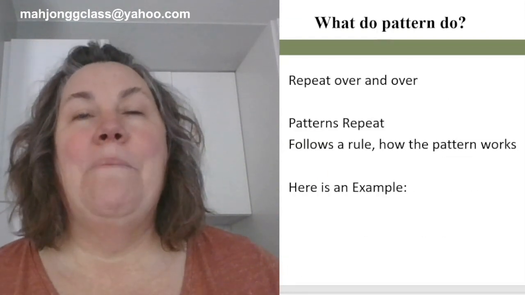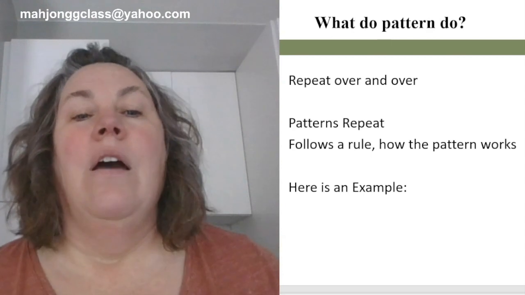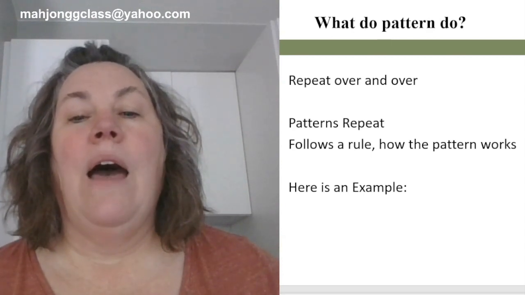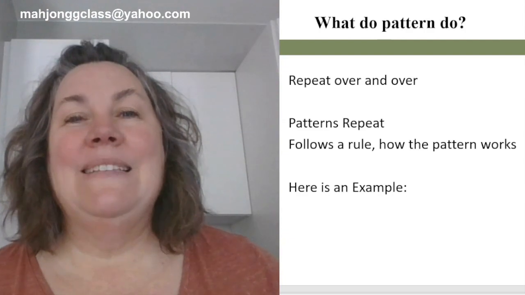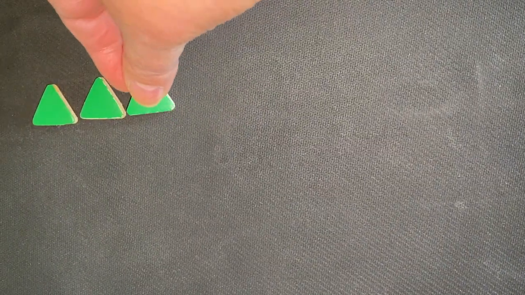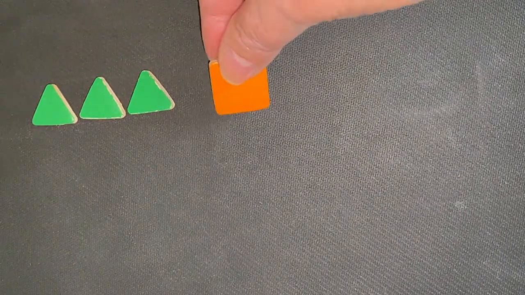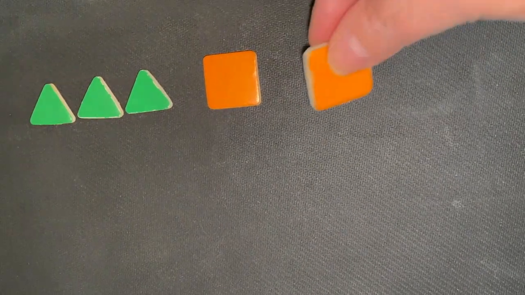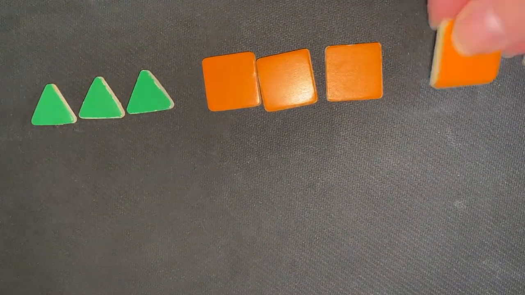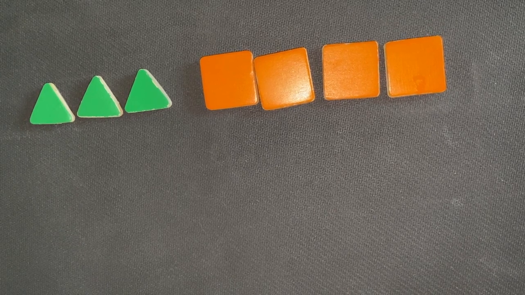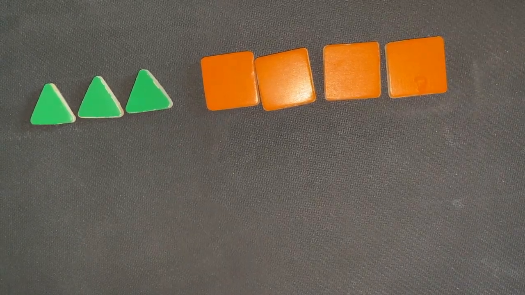What do patterns do? Patterns repeat over and over. Patterns follow a rule, how the pattern works. Here are some examples. Let's learn the basic pattern. Let's begin with a triangle, followed by a triangle, followed by another triangle. Then by a square and 3 more squares. It's doing the same thing over and over. Now what would come next?